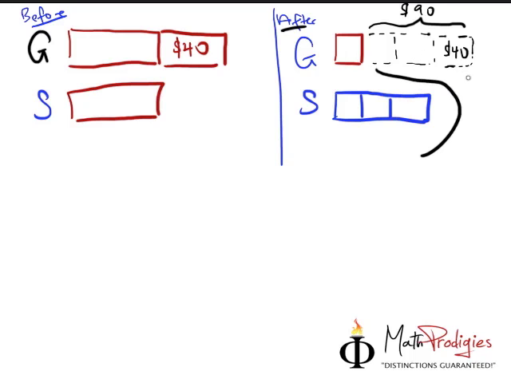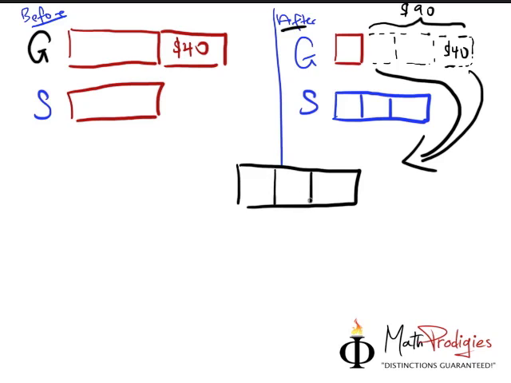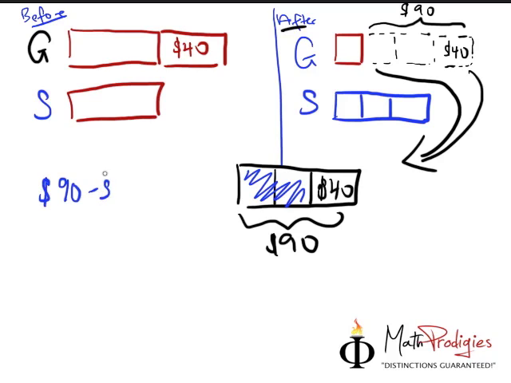I'm going to magnify this for you. It's going to look a bit like this: 1, 2, and $40. By the way, this is not drawn to scale. And this whole thing is equal to $90. What does this mean? It means that these 2 units are equal to $90 minus $40. Therefore, you get $50.